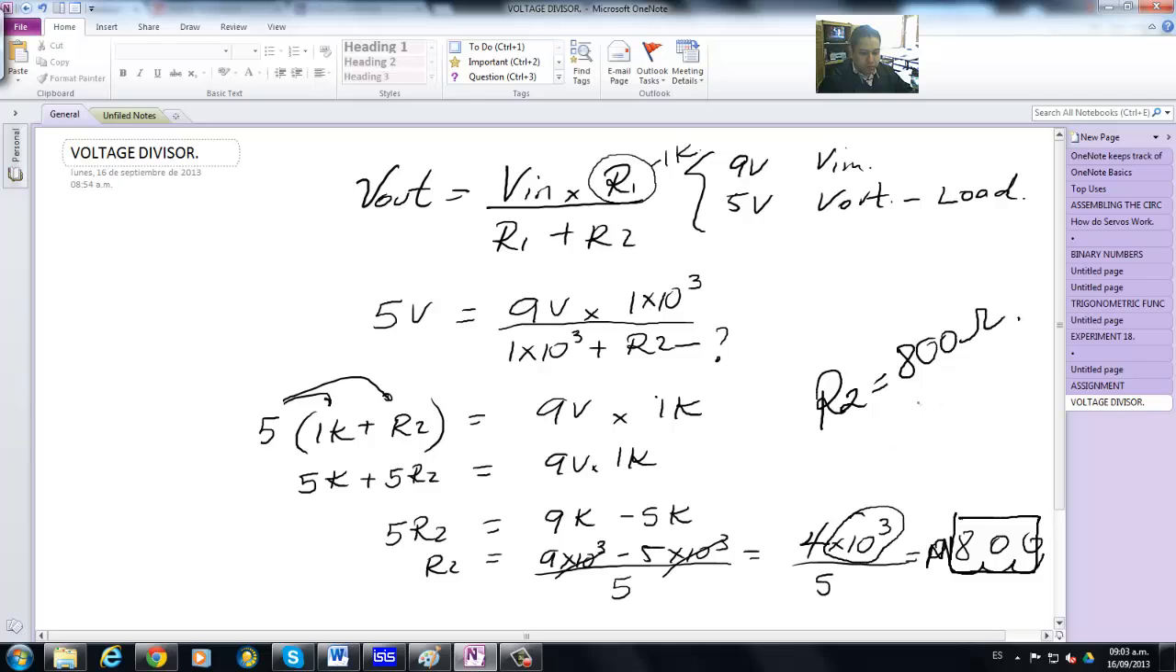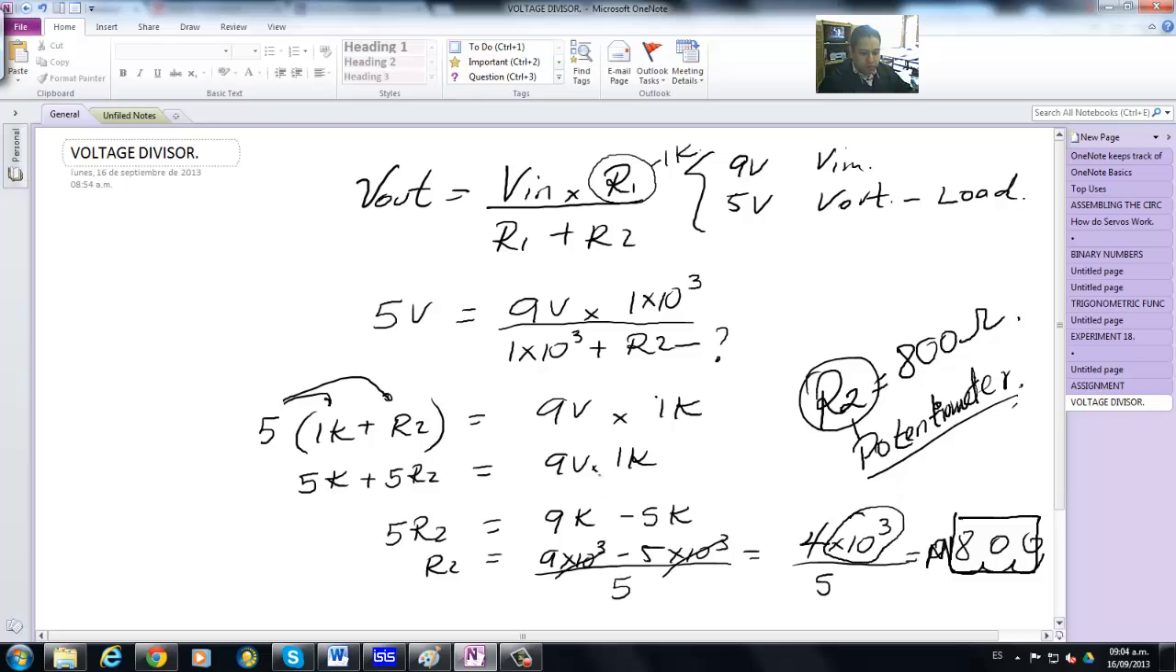More or less about 1K. So this is where we have to establish the potentiometer, in order to get our value, in order to get the 5 volts.